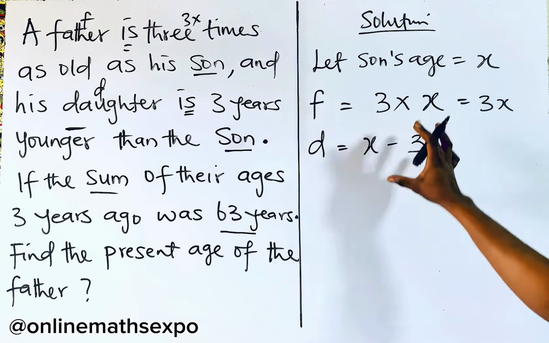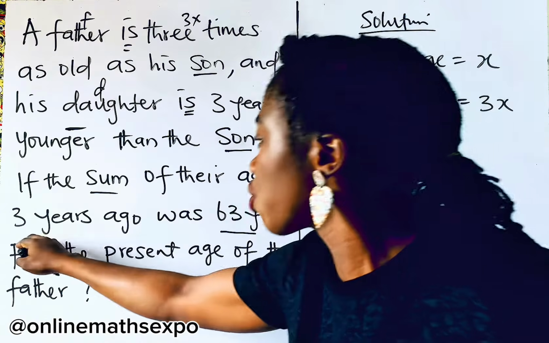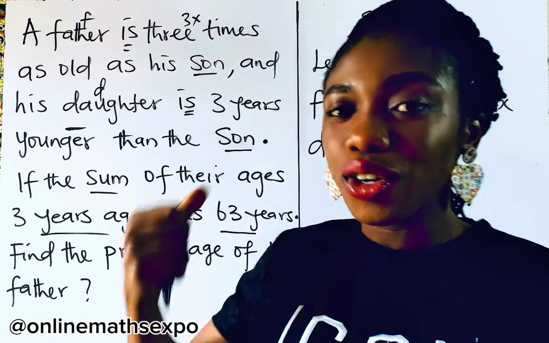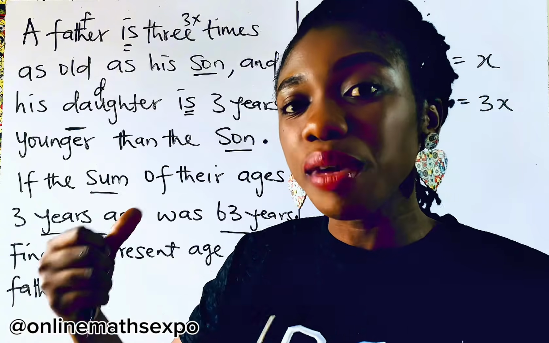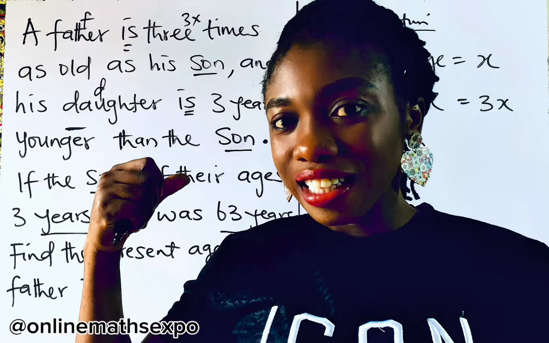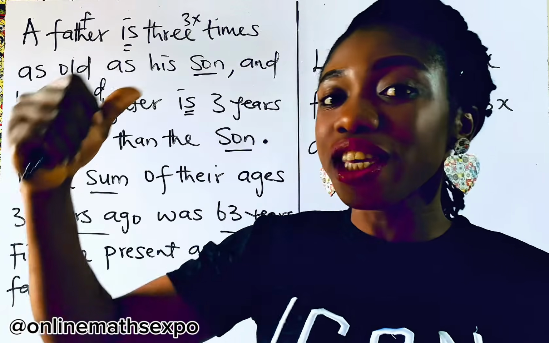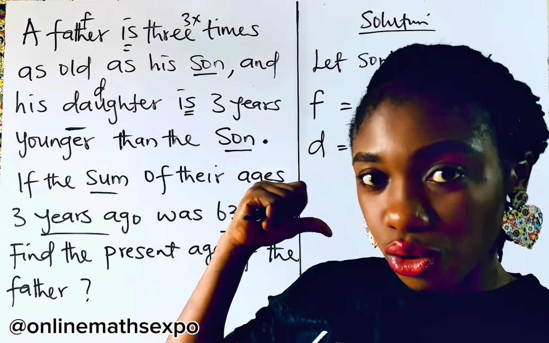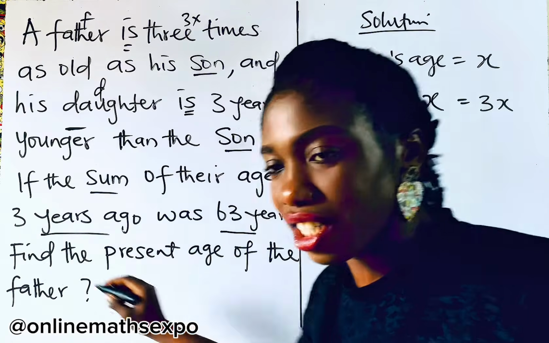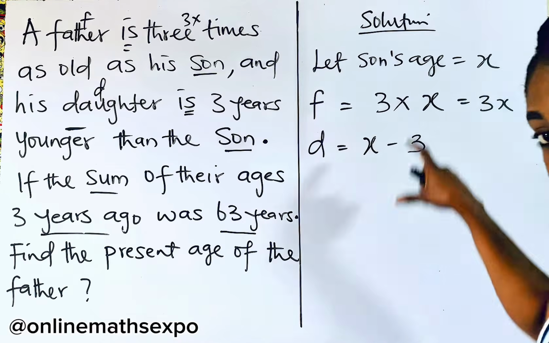Now, having stated this, we are also told the sum of their ages 3 years ago. When you hear 3 years ago, it is past tense. So if I'm 10 years today, 3 years ago I wasn't 10 years. That means I have to take 3 from my present age to give me 7. So when you hear ago, you also subtract. So what happened 3 years ago? Let's take note of it because this has to affect all these things we have stated above.